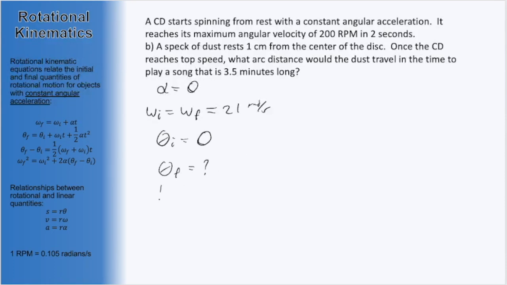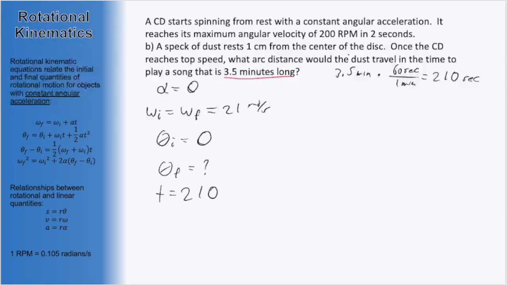And finally, our time will no longer be the 2 seconds from before. Now we are letting a whole song play that is 3.5 minutes long. That time is in minutes, which we would want to convert over to seconds. So taking 3.5 minutes, and since there are 60 seconds in every minute, our time in seconds ends up being 210. So there is our t.